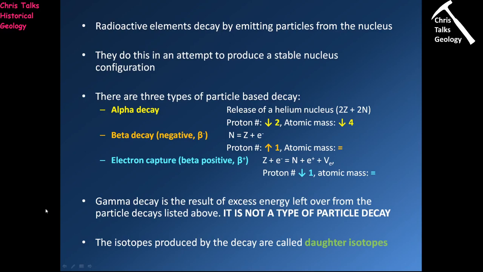Now, there's another type of radioactive decay, which I'm sure you've heard of, which is gamma decay. Gamma decay is the result of excess energy left over from particle decays. A gamma decay does not produce a particle with mass. Instead, it produces an electromagnetic wave. So it's not considered to be a particle decay because at no point does anything with mass get kicked out of the decaying isotope. So this process of taking an isotope and turning it into a new isotope is called radioactive decay. The isotope that's doing the decaying is referred to as the parent isotope, and it will decay over time to give us a stable daughter isotope.